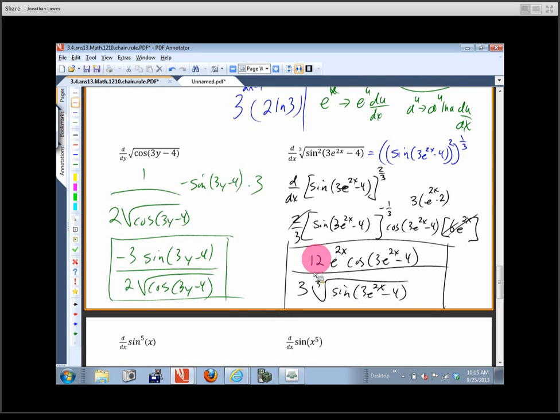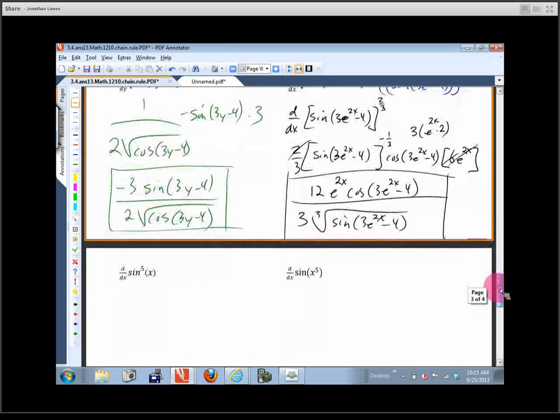Okay, so let's take a look at the top. This has a negative exponent, so I'm going to move it to the bottom. We'll get rid of that for right now. I've got a 2, I've got a cosine of this stuff, I've got a 6 and an e to the 2x. So 6 times 2 is 12. I've got this factor of e to the 2x, so I'll put that right there. And then I've got this cosine of 3e to the 2x minus 4. Okay, so that's on the top. Then I'm going to take this stuff, because it's got a negative exponent, I'm going to put that on the bottom as a cube root, and the 3 was already in the denominator, so I just leave it there. Okay? Questions?